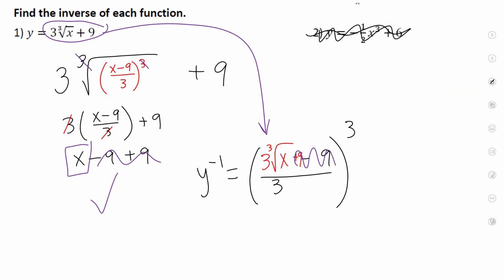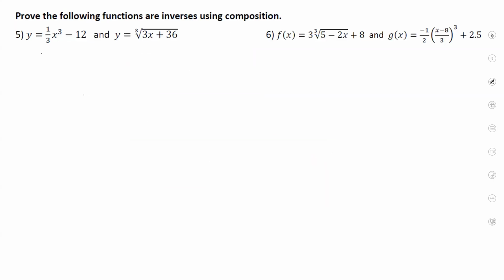What else cancels out? 3. 3 divided by 3 is just 1, that cancels out. What else cancels? The other cubes. The cubed root cancels out with the cubed. What am I left with? Just this x right here. So when I did it both ways, I was left with x. This tells me that these are inverses of each other. We used compositions to prove that they are inverses. So I'm gonna have you guys use compositions to prove that these functions either are inverses of each other or are not. Okay, go ahead and give it a shot.